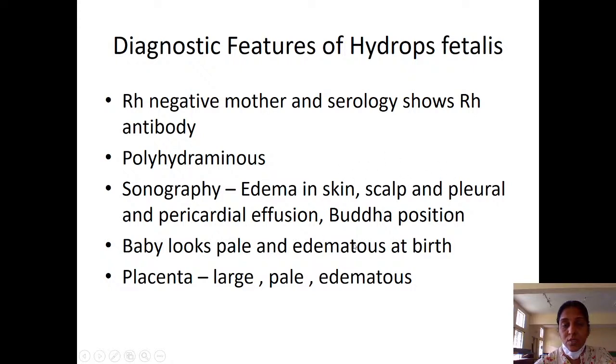Here, halo around the scalp, and this is called the Buddha position. The baby looks pale at birth because, as you know, there is anemia, so the baby will be pale, and because of the fluid collection, the baby is edematous. Similarly, the placenta will also be large, pale, and edematous.